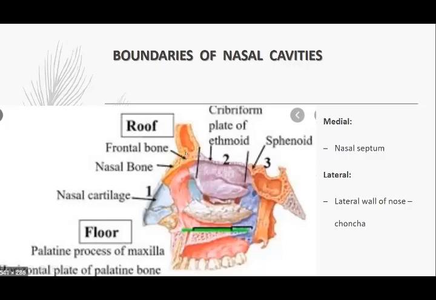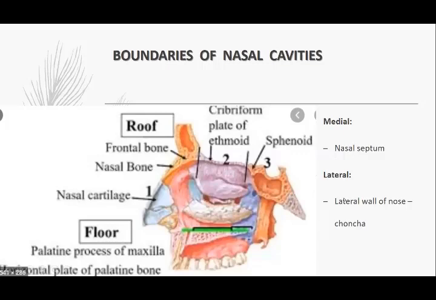So it is nasal bone, frontal bone, the cribriform plate of the ethmoid, and part of the sphenoid bone as well. All these make up the roof of the nasal cavity. Floor is formed by the horizontal plate of the palatine bone. Medially there will be the nasal septum. What is on the lateral side?